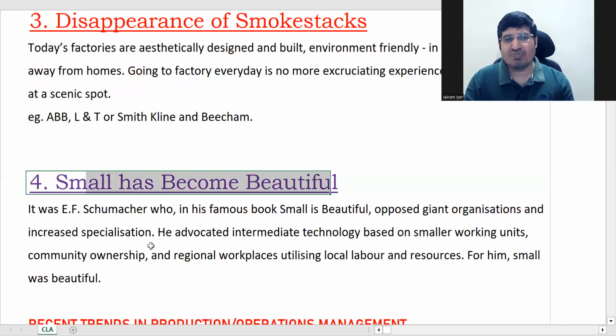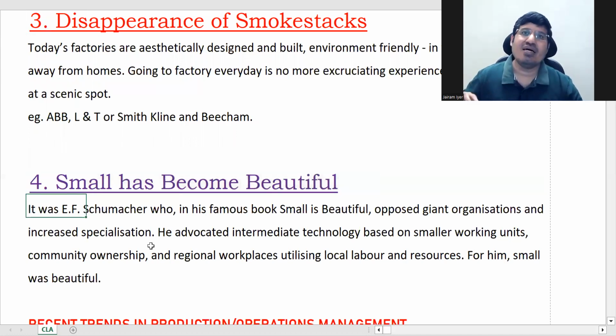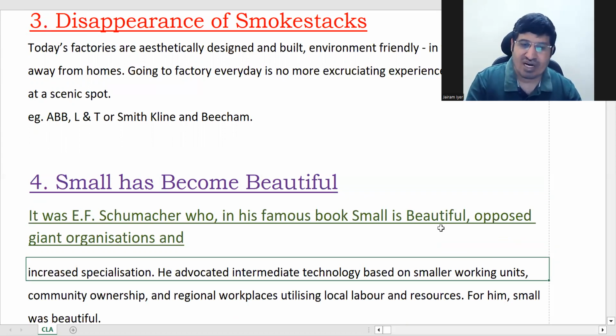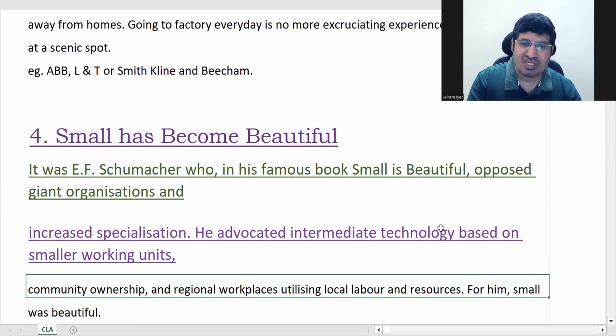Last is small has become beautiful. Again, the same thing with the example which I gave you before, that 100 should be split into 25 and invested in places closer to the market. That's what was said by E.F. Schumacher. Remember the name, important. He wrote a book called Small is Beautiful. He said don't go for giant organizations, go for intermediate technology, that is smaller technology, smaller working units, and go to regional places close to your market.